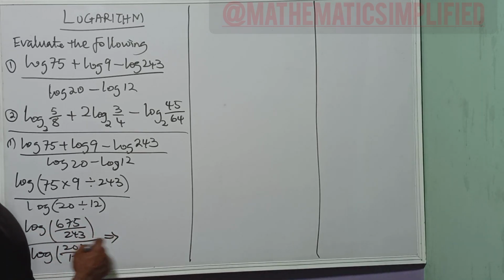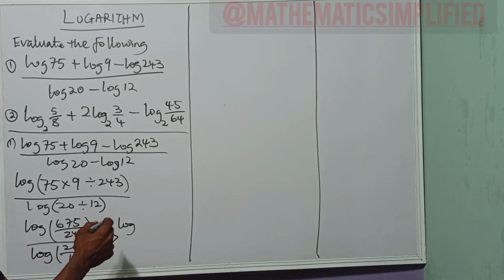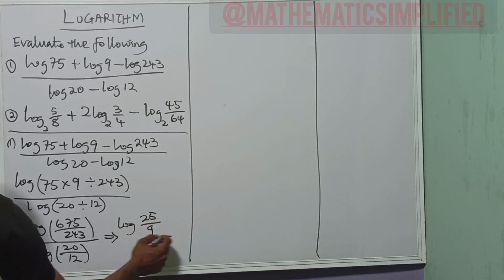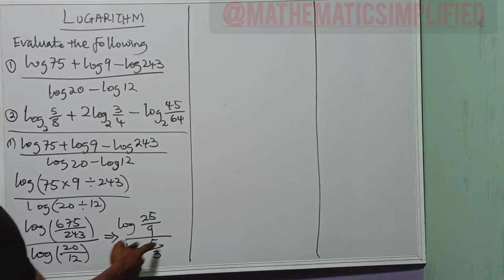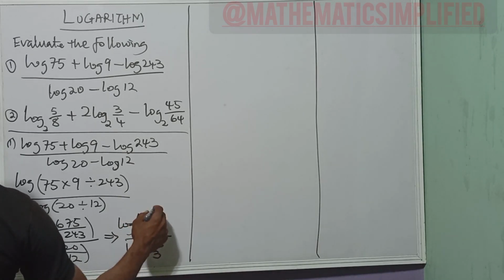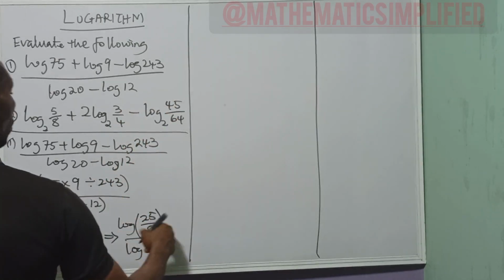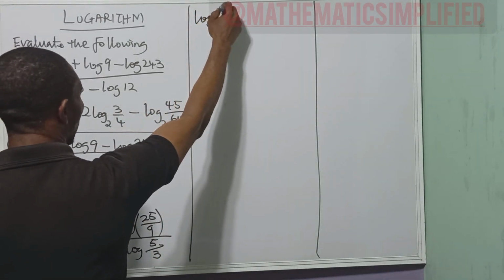Okay, if we break this down, we have log 25 over 9, divided by log 5 over 3. 4 into 20 gives 5, 4 into 12 gives 3. Now we divide 675 and 243 by 27. 27 into 675 will give us 25, and 27 into 243 will give us 9.